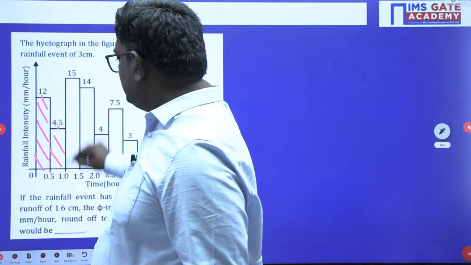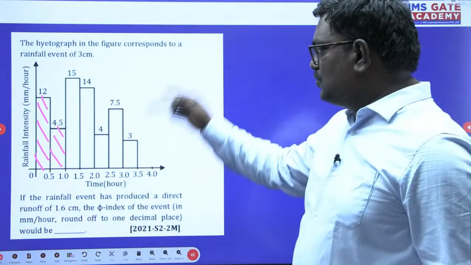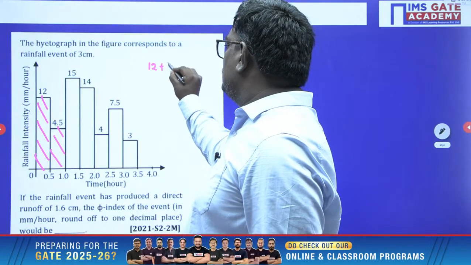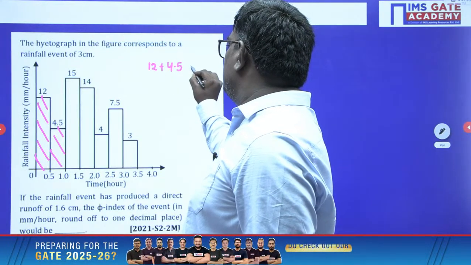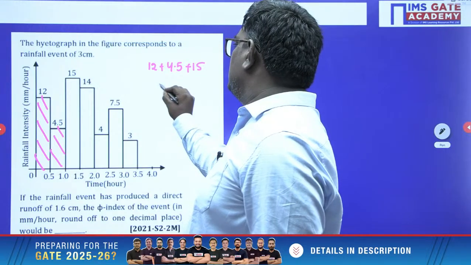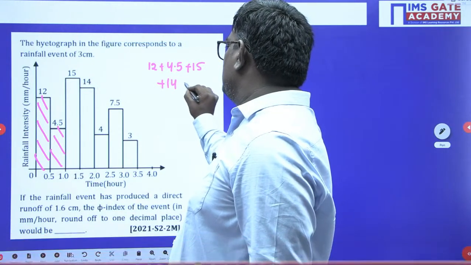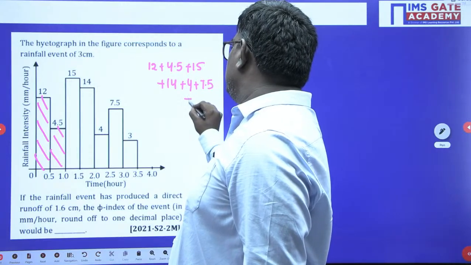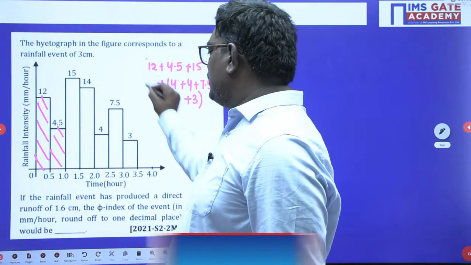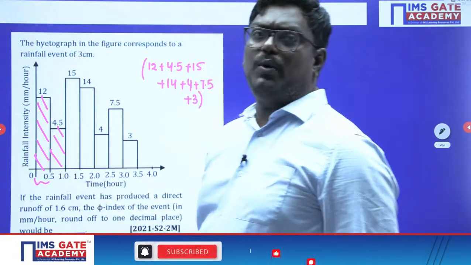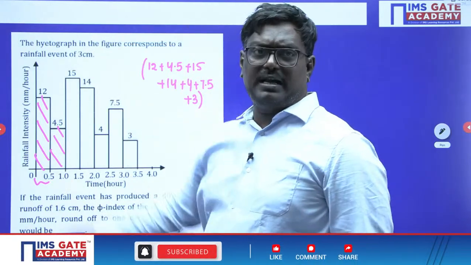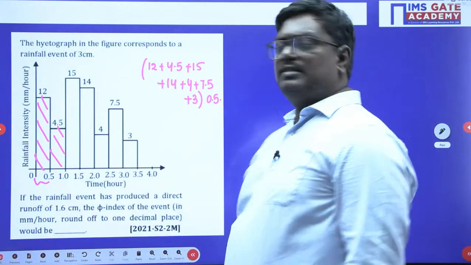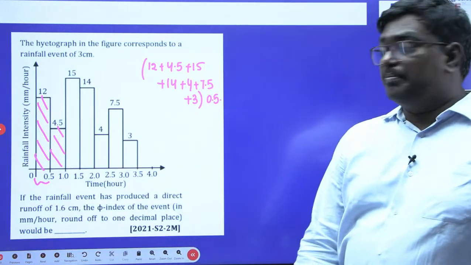All these areas. So, my dear students, what is the intensity? There we have 12 plus 4.5 plus 15 plus 14 plus 4 plus 7.5 plus 3. And what is the interval of each one? It is 0.5 hour, because the intensity is in mm per hour, so you multiply by 0.5. Yes or no? This is in mm, please remember.